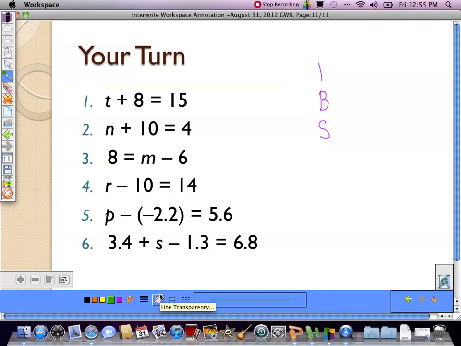All right, guys, I hope you didn't find that too difficult. I'm going to now give you the answers to these unknown quantities, these variables, and please check your work. For number 1, you should have gotten t equals 7. For number 2, you should have gotten n equals negative 6. For number 3, you should get m equals 14. For number 4, you should have gotten r equals 24. For number 5, p equals 3.4. And for number 6, s equals 4.7. Those are all your answers, so hopefully you got most of them correct. If you did not get them correct, go back and try to find your mistake.